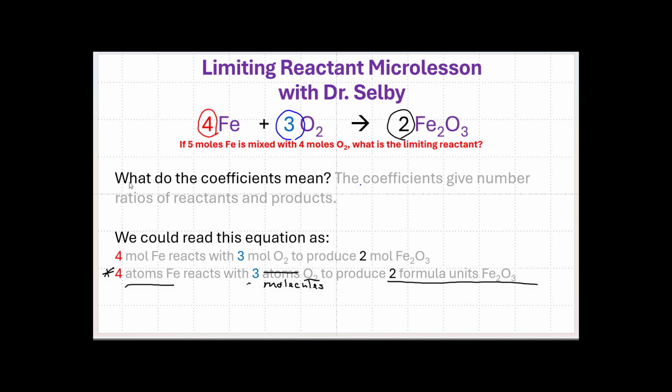So we usually use the macroscopic version of how we would read this equation, and that would be 4 moles of iron reacts with 3 moles of oxygen to produce 2 moles of iron 3 oxide. And in our equation, we're given that kind of macroscopic scale anyway, as we're given moles. So now I think we're ready to move on and solve this problem.